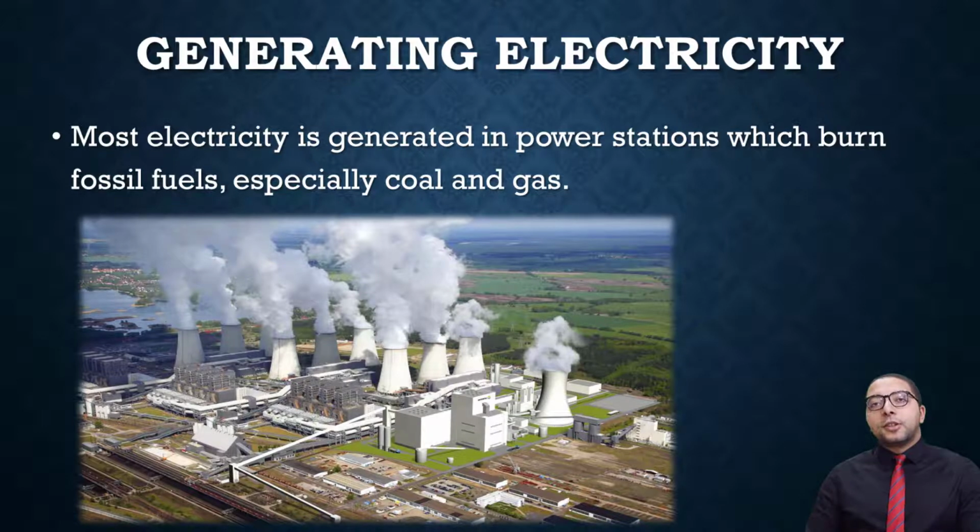Some of the electricity can be generated by the help of water and wind, while the other amount of electricity that is consumed right now comes from burning fossil fuels. So most of the electricity is generated in the power stations at the moment. It comes from the fossil fuels, especially burning coal and gas.